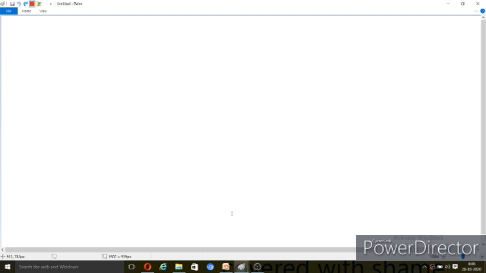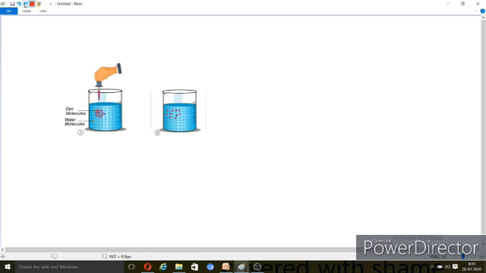Now we'll be discussing a new topic, that is diffusion. To understand diffusion, let's take a beaker filled with water, and in the water we drip some amount of dye. After a few minutes you will see that the dye is getting spread, and finally it will spread all over the water.